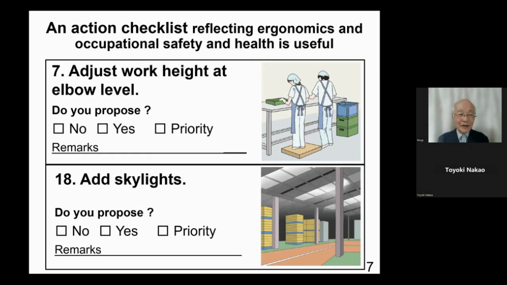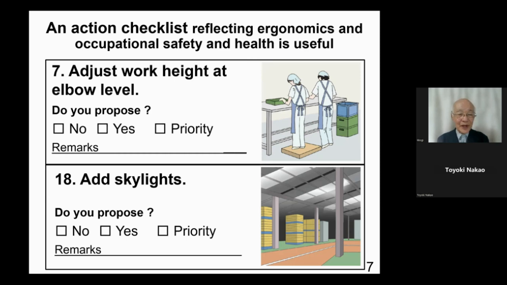No, yes, priority. No means I do not propose, meaning the existing conditions already satisfy the proposal made. Yes means yes, I propose. Priority can be checked for a number of yes replies. And you can also put in remarks if you like.